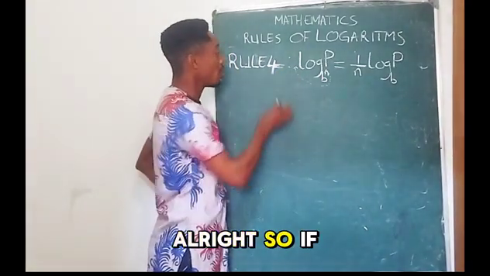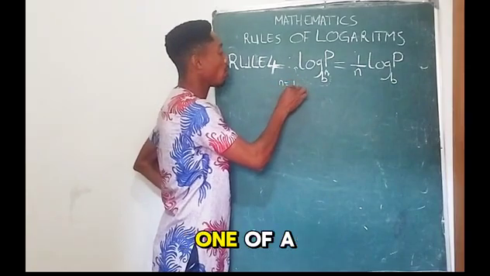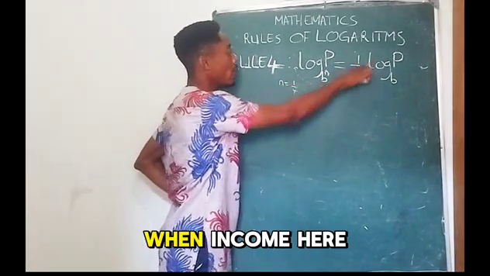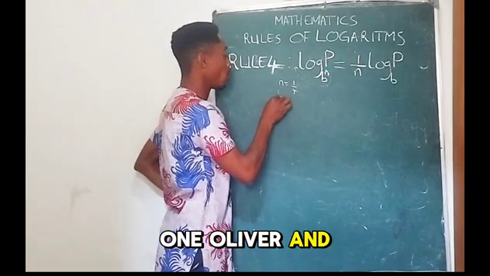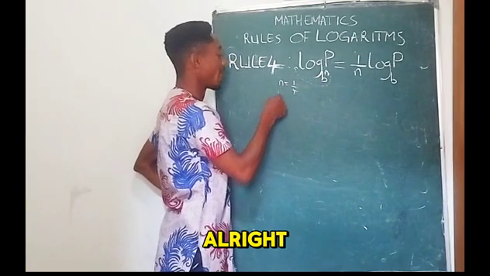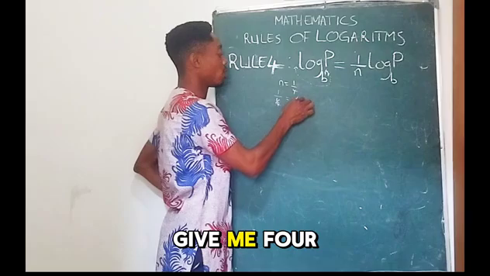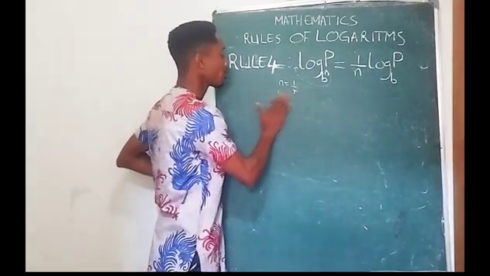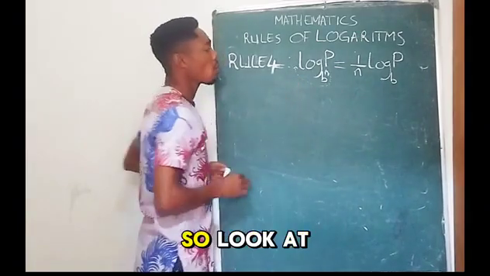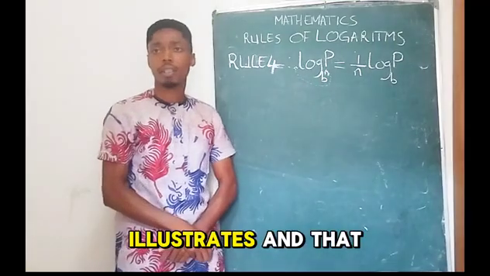So if n was 1 over 4, when n comes here, it will become 1 all over 1 over 4. And 1 all over 1 over 4 gives me 4 all over 1. That's just by the way. We'll look at a practical example to illustrate that.